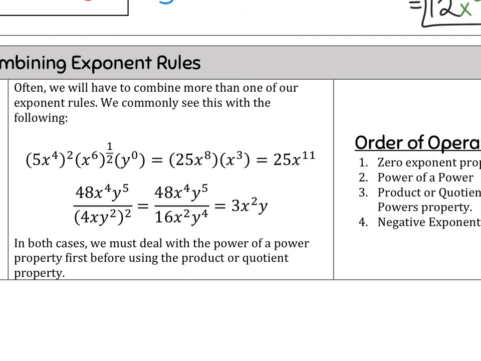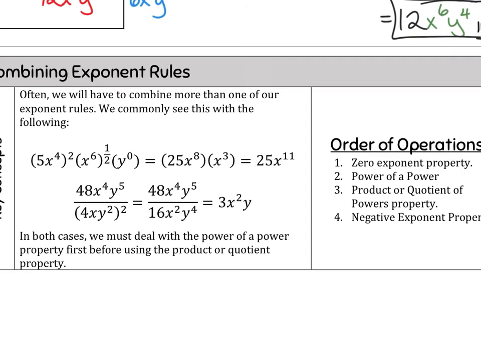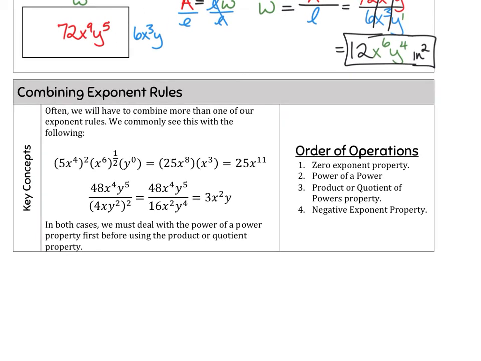But what's nice is that there's an order of operations to these problems. Start by always looking for the zero exponent property, because that's the super easiest one to use, and we can just cross out that part. Then we're going to do the power of a power rule. That's the distribution one. And then we're either going to do the product or quotient. That's the multiplying or dividing rules. And then at the very end, we clean it up by doing the negative exponent property.